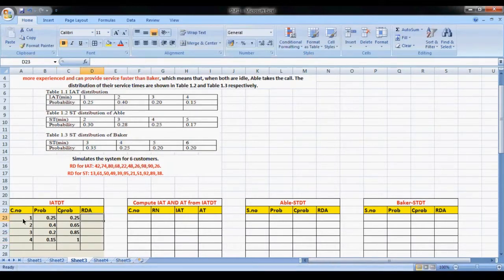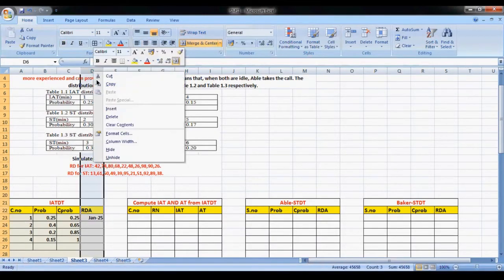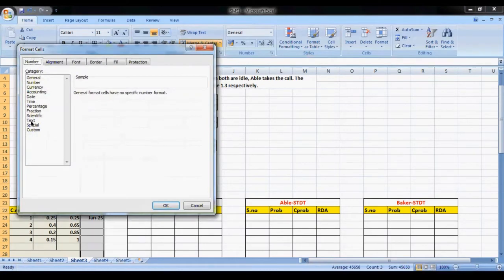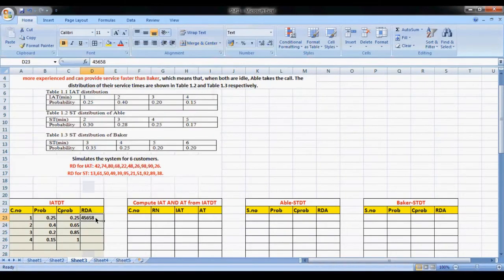Now we need to assign the random digit assignment. The random digit assignment is 1 to 25 for the first, 26 to 65 for the second, 66 to 85 for the third, and 86 to 00 for the fourth. This is the random digit assignment. Next we need to compute the interval time and arrival time from the interval time distribution table.